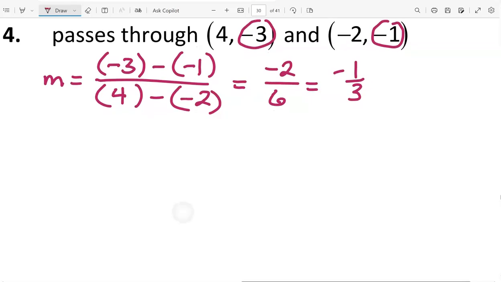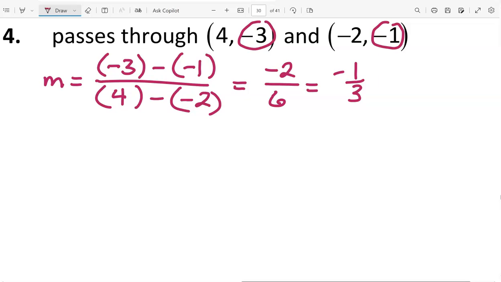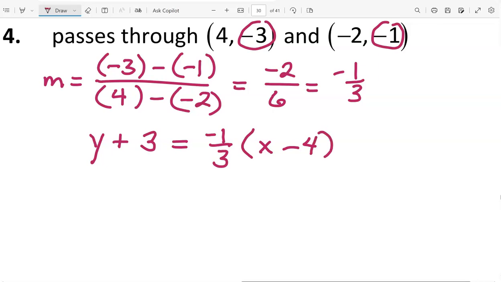Next, we can write this in point slope form and choose either of the 2 points. It doesn't matter which one to start with. So I'll use the first point. Y minus the y coordinate would be y plus 3 is equal to -1/3, which is our slope, times x minus the x coordinate of that point.